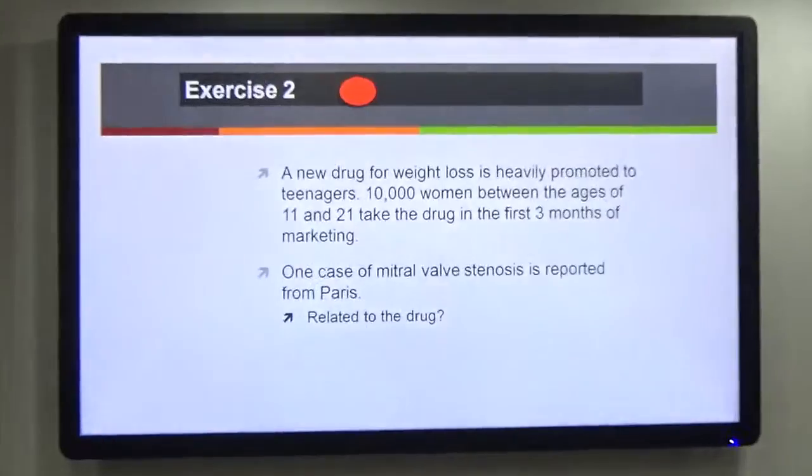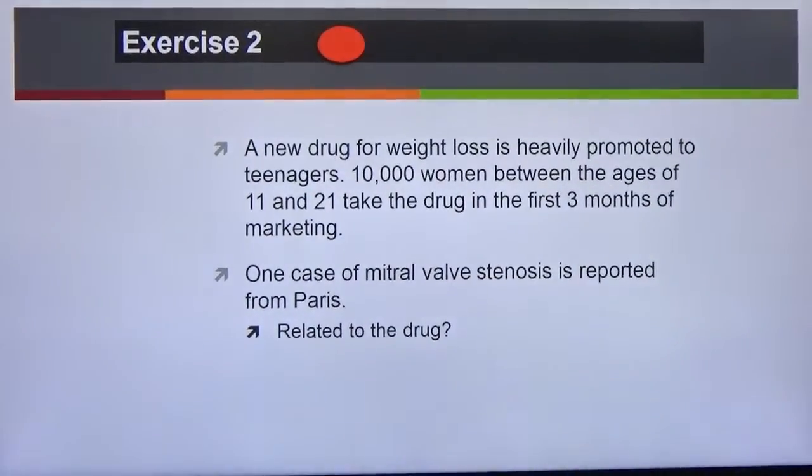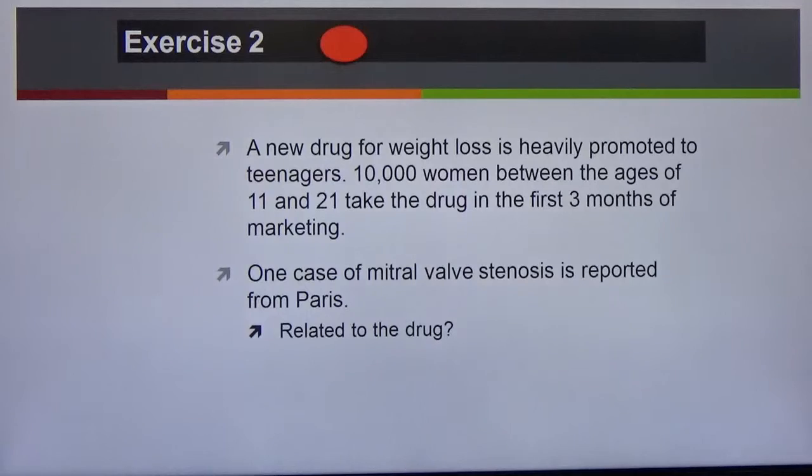A new drug for weight loss, heavily promoted to teenagers. 10,000 women between the ages of 11 and 21 take the drug in the first 3 months of marketing. One case of mitral valve stenosis is reported from Paris. Is it related to the drug? 10,000 took the drug. We can't be sure. Uncertain. Uncertain? Because just one case out of 10,000. Could be. It could be.